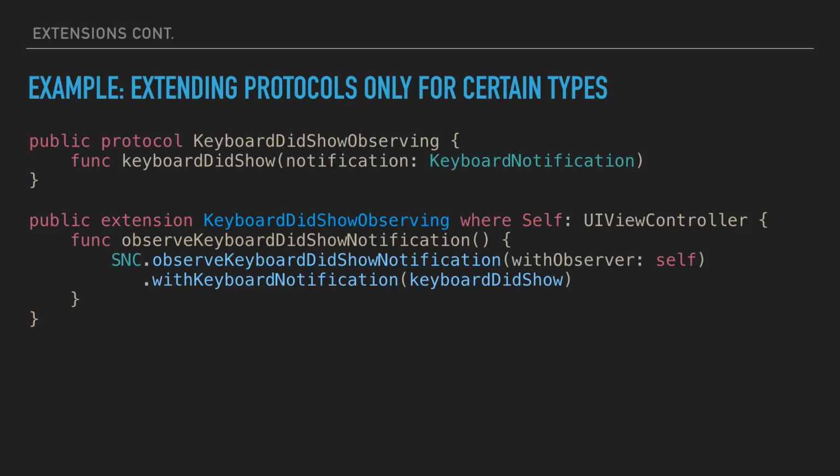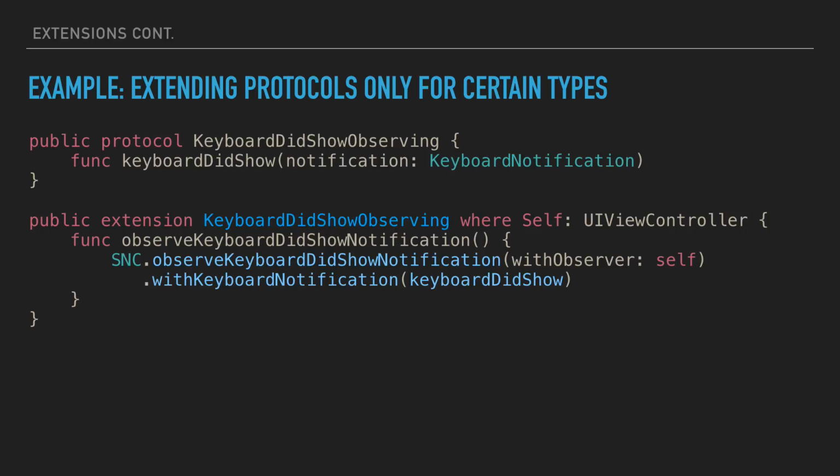Now, you can also, like I said, only extend protocols for certain types. And this gives you the ability to constrain where your extensions live, or where they're active, I guess. And so I had a protocol called keyboard did show observing. And this is really just a wrapper for, say, view controllers that needed to observe the keyboard. And it required you to implement a keyboard did show function that took a strongly typed notification that took the information from the NS notification, pulled all the bits out of the info dictionary that comes with it, and puts it into a strongly typed thing.